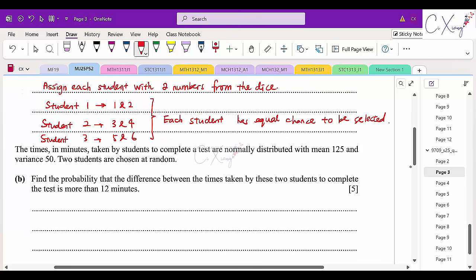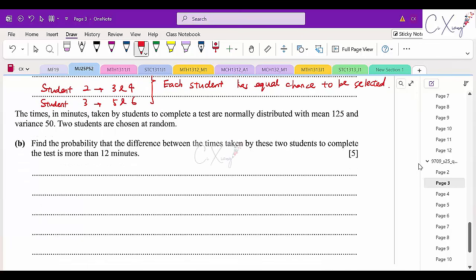Then after that, let's have a look at question number 1, part B. They are talking about the time in minutes taken by students to complete a test, which is normally distributed. Highlight the keywords: the mean is 125, the variance is 50. 2 students are chosen at random. Find the probability that the difference between the time taken by these 2 students to complete the test is more than 12 minutes.